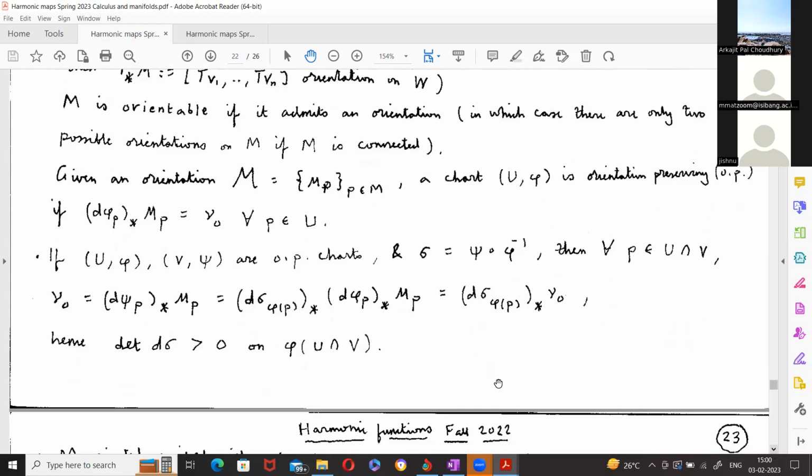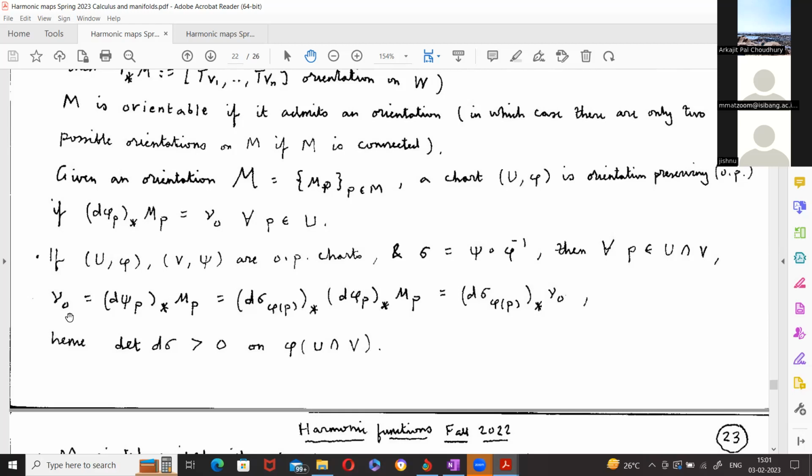Okay. So now suppose that I have two orientation preserving charts, (U, phi) and say (V, psi). Let sigma, which is psi composed with phi inverse, be the change of charts. So then if I take a point P in the intersection where this sigma is defined, sigma is defined on the image of this under phi.